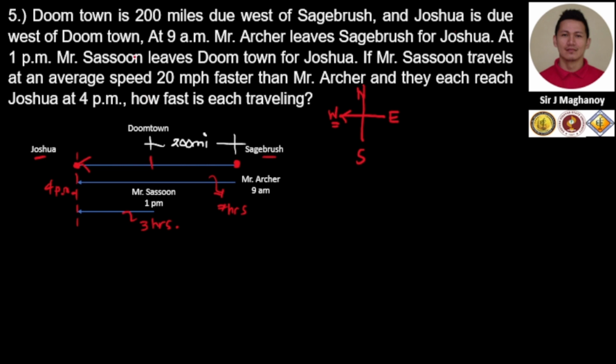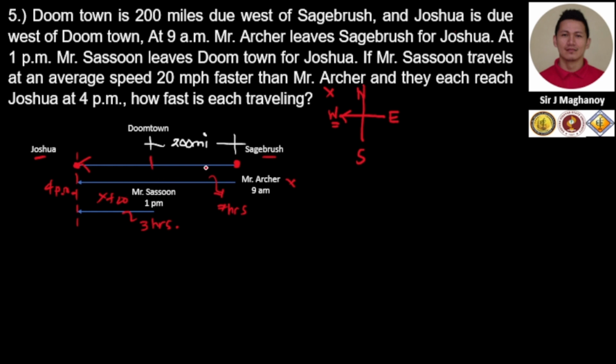How about the speed, or the rate of change? Mr. Sassoon traveled at an average speed of 20 miles per hour faster than Mr. Archer. If we assume Mr. Archer's speed is x, we can say that the speed of Mr. Sassoon is x plus 20 miles per hour. So the rate of Mr. Archer is x, and therefore Mr. Sassoon's rate is x plus 20.